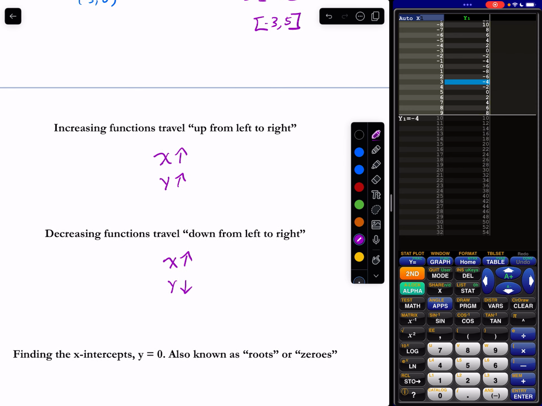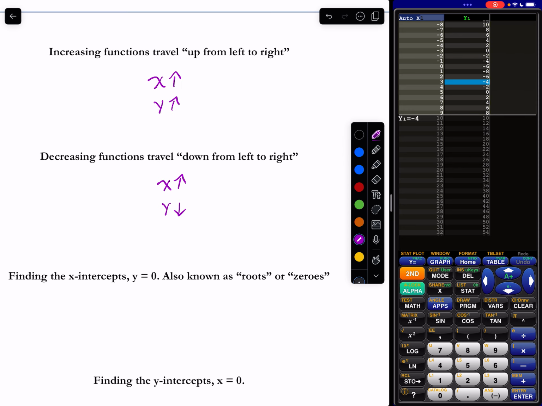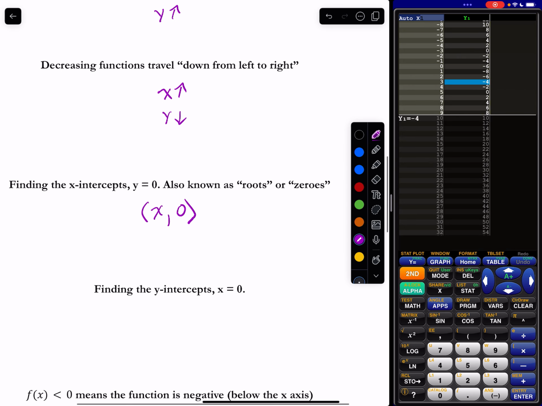Okay? Now to find the x-intercepts, we want y is equal to 0. So whenever you write an x-intercept, okay, the y value is always going to be equal to 0. And then you're going to have an x value, or a number here that represents the x-intercept. And then if you have a y-intercept, it's where x is equal to 0. So you would say 0, comma, whatever that y value is.